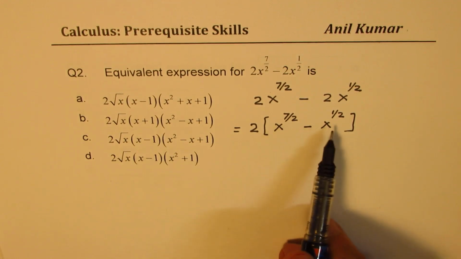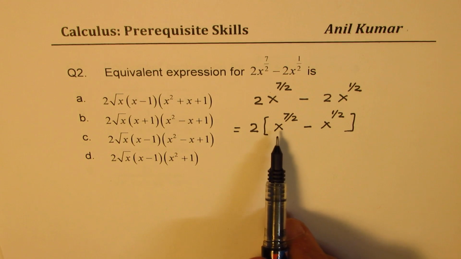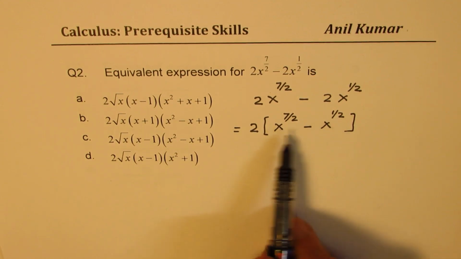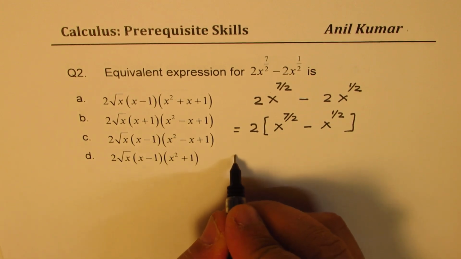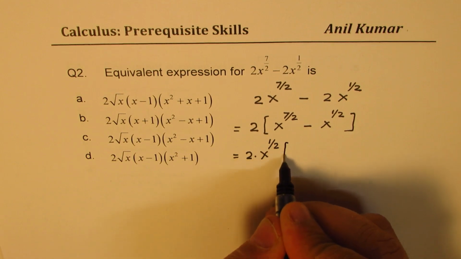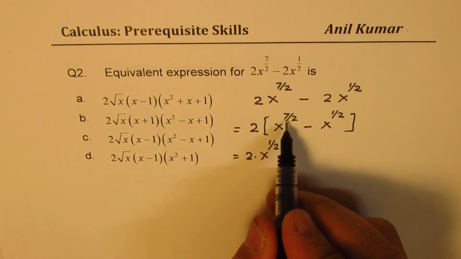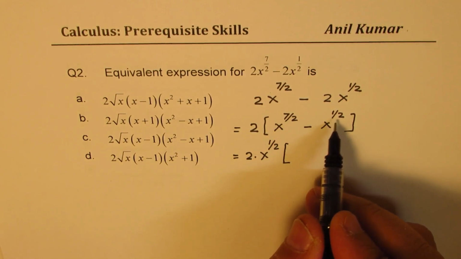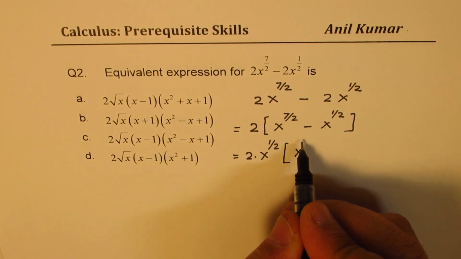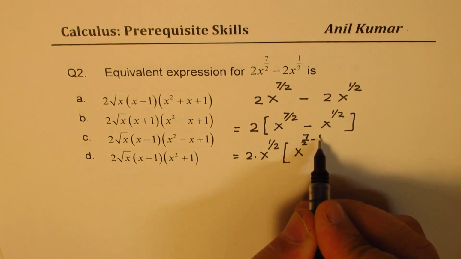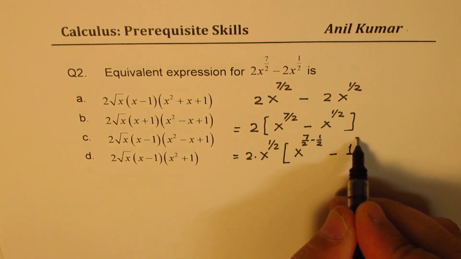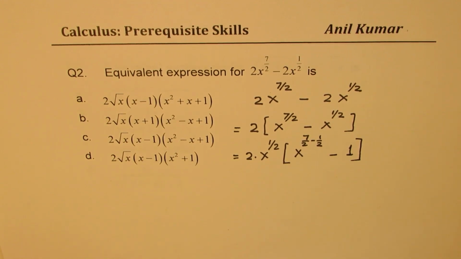You need to check which one is smaller. You only factor the one which is smaller, right? So x to the power of half is smaller. It could be taken outside as a common factor. So we'll write 2 times x to the power of half. Now when you factor this out, we have to divide each by x to the power of half. Dividing means take away the exponents, right? So it becomes x to the power of 7 over 2 minus half, correct? And we have taken out this as a common factor, so we get minus 1.